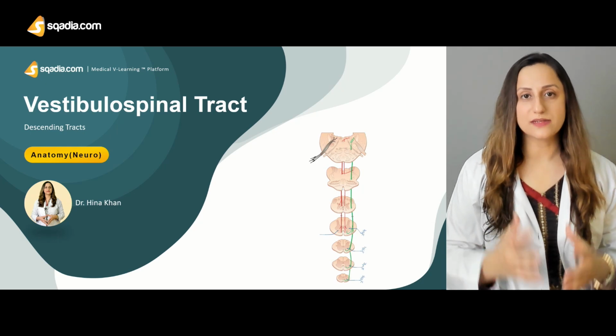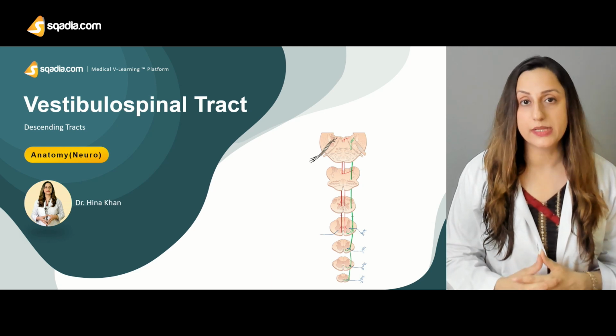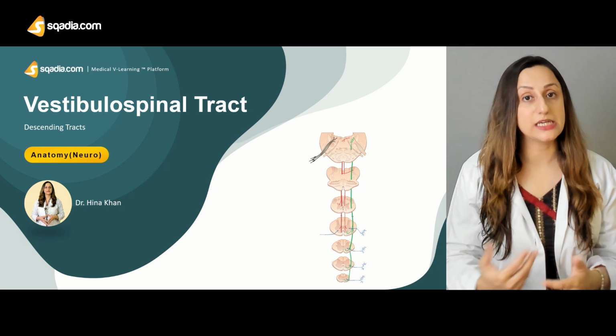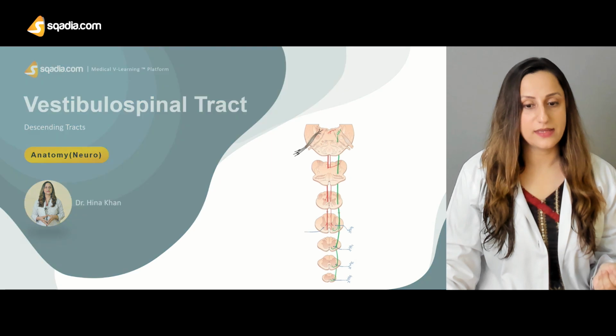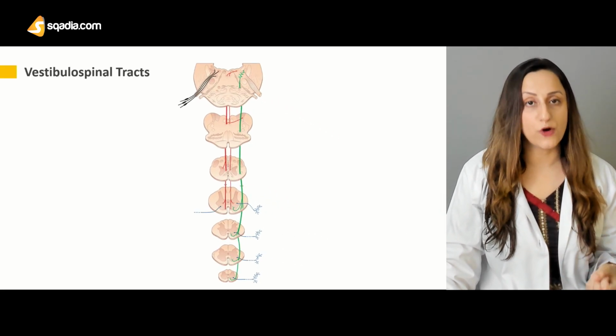The vestibulospinal tracts are basically the set of descending tracts that are responsible for facilitating the extensor muscles, and they are inhibiting the flexor muscles. Now, what is the particular pathway that they are going to follow?